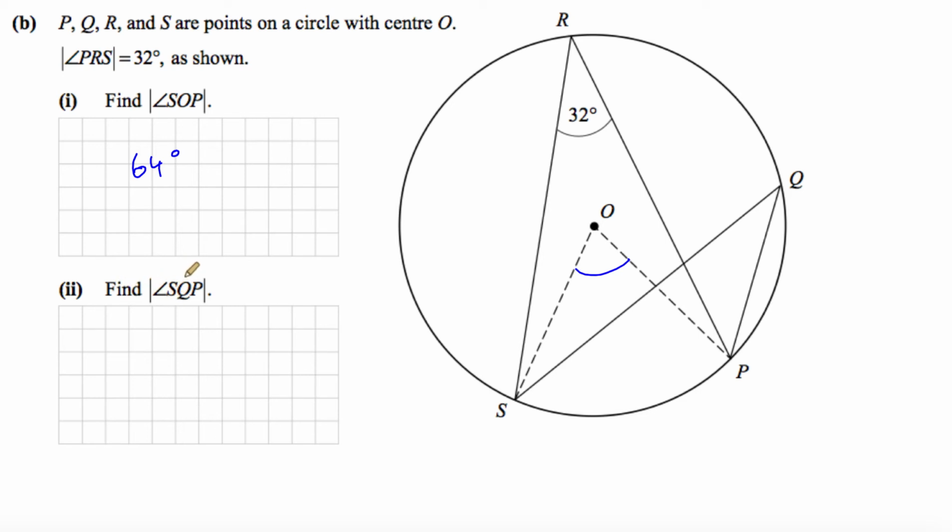Part 2 says find the angle SQP. So SQP, that's this angle here. Now if we can imagine that this center piece is gone, the angle SRP and the angle SQP are both on the same arc. So that means they're going to be the same size. That's another theorem. So the angle SQP is actually going to be 32 degrees as well.